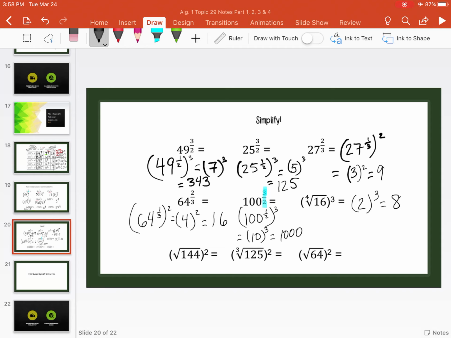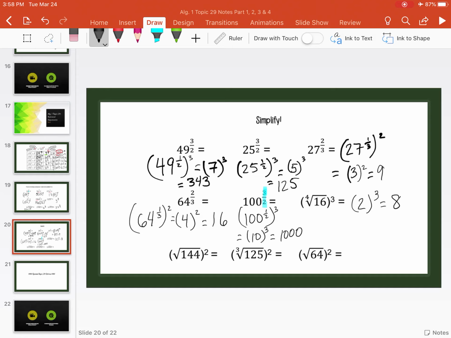And again, I'm showing it 2 different methods. Earlier in part 2, we did a lot with the chocolate bar method. Once you feel comfortable with the chocolate bar method, then you can advance to this method. So square root of 144 squared.